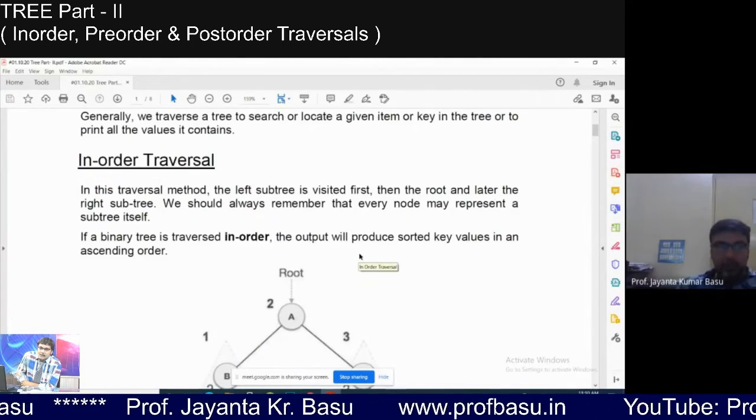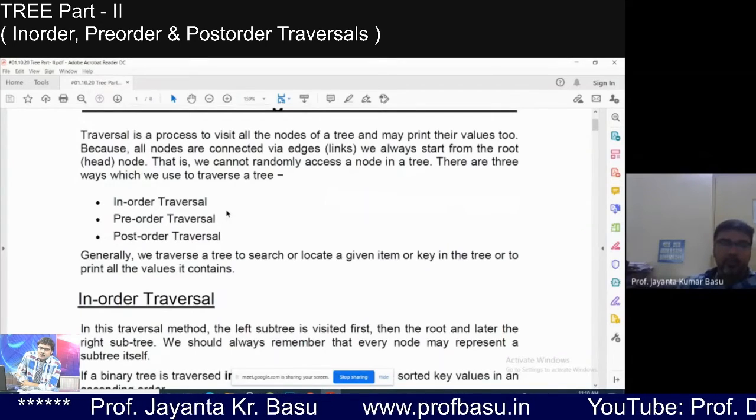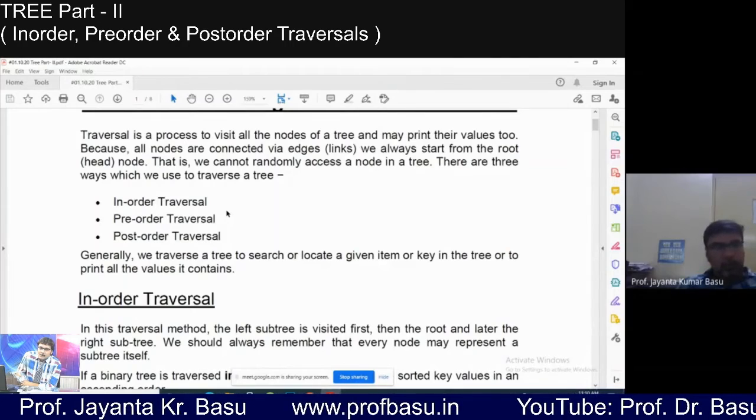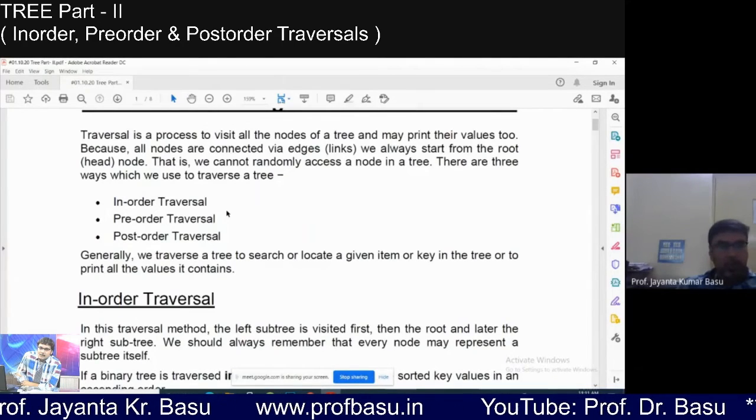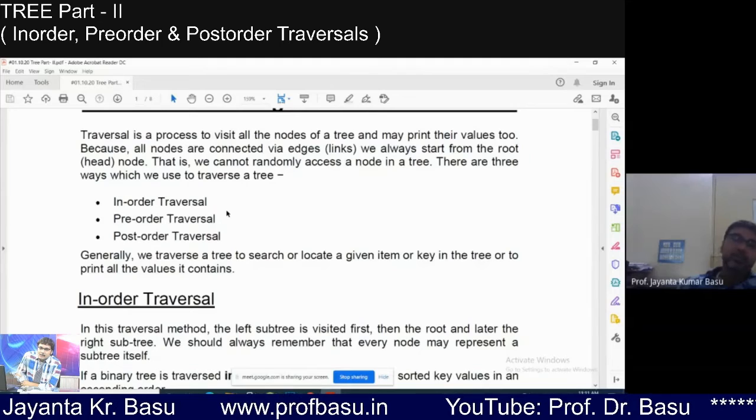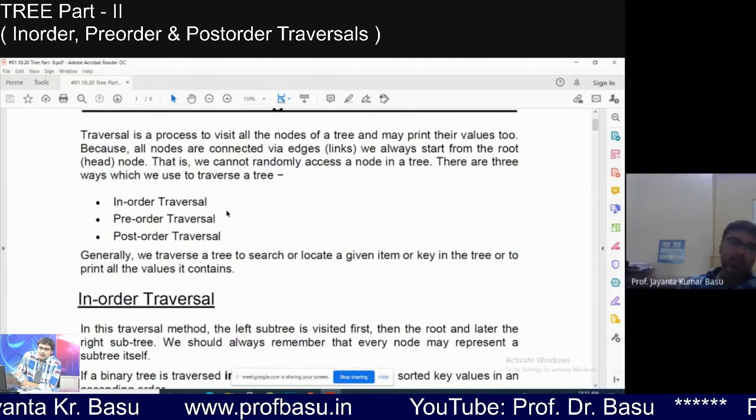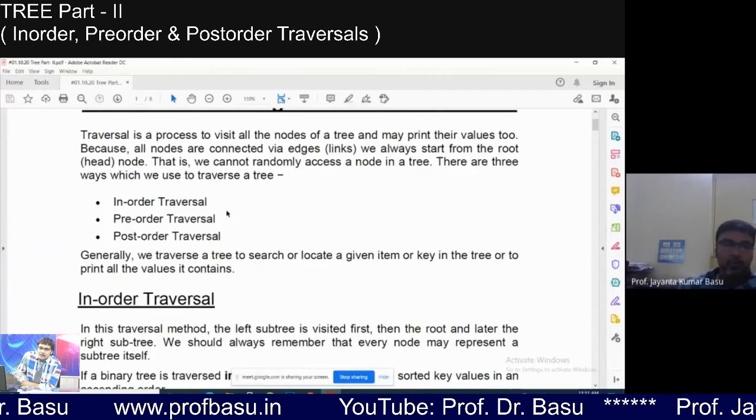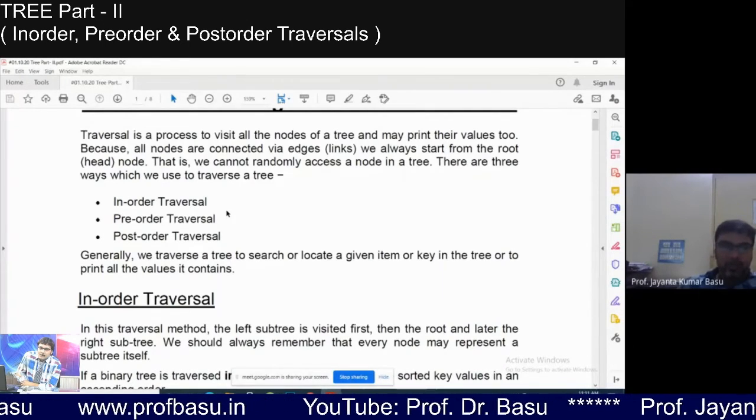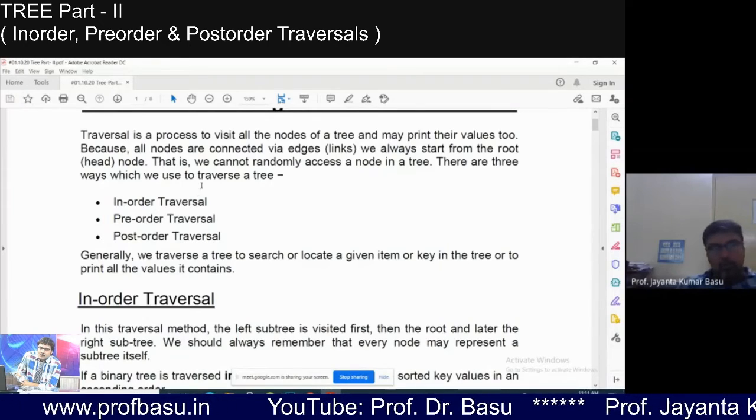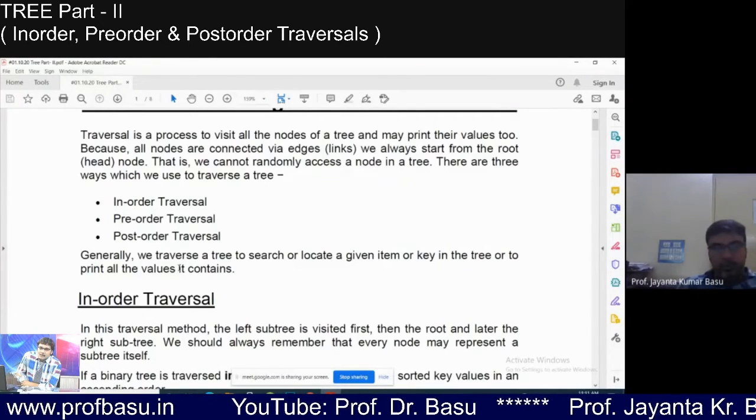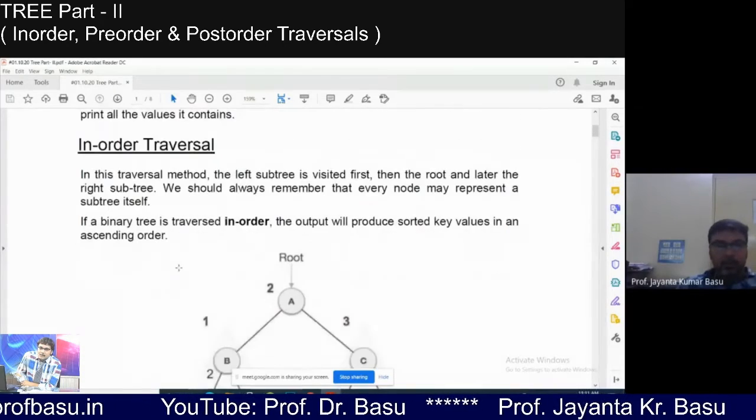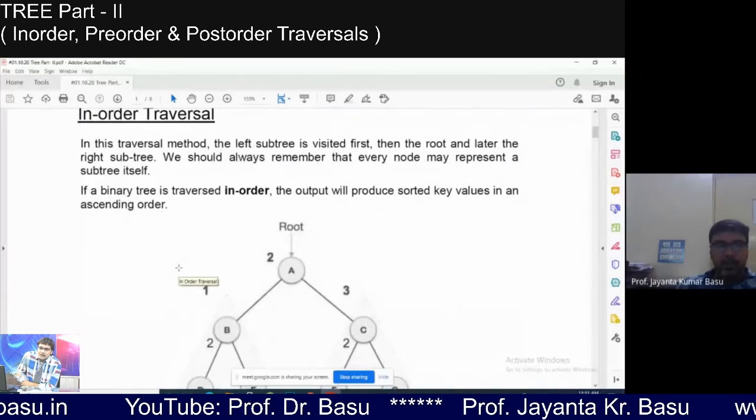There are three techniques for traversal. I want you to put it in mind that this is very important for your exam and very easy. At least one question you will get from one of the traversal techniques, right? So you should study these three techniques properly. Okay? So in order traversal, I will discuss the technique.